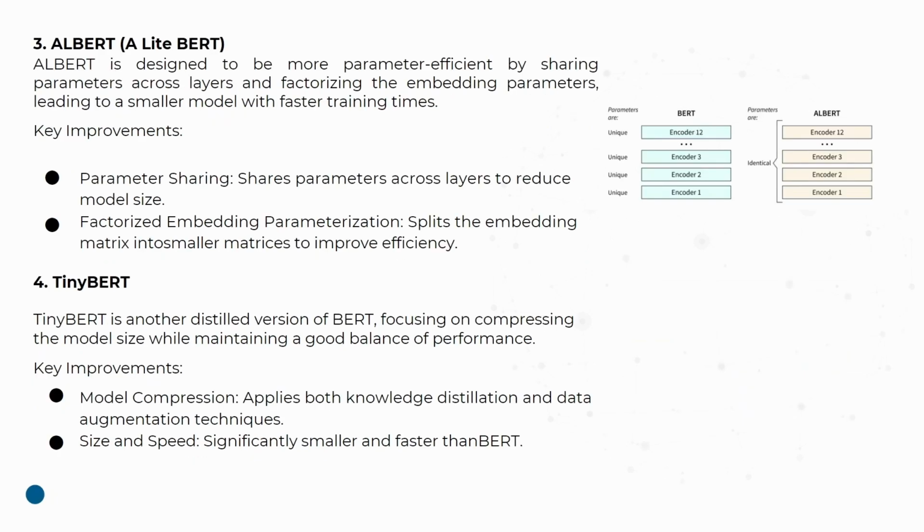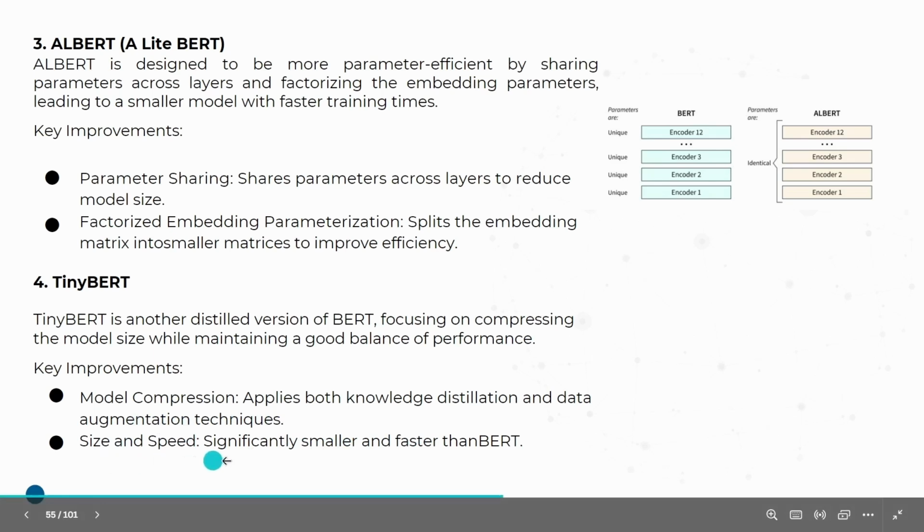Next we have ALBERT. In ALBERT, we share the parameters across the layers to reduce the model size, and we do factorized embedding, meaning splitting the embedding matrix into smaller matrices to improve efficiency. And here we have TinyBERT, which is also a version of BERT. It is the compressed version of BERT, applying both knowledge distillation and data augmentation techniques. The size of this model is quite smaller, and it's really faster than BERT.